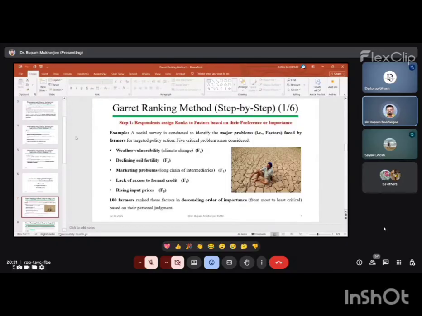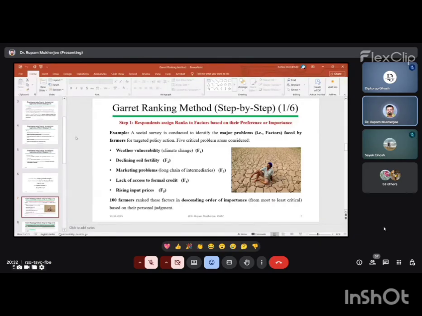So the first step is what? You decide a problem. I'm giving one example, a purely hypothetical example. Suppose a social survey is conducted in a particular locality to identify the major problems. Here the problems are my factors, faced by the farmers, for targeted policy action. The government wants to take some policy intervention to correct the adverse situation of the farmers, and for that they have identified the major 5 problems that the farmers in that locality are facing. But all the problems cannot be solved at once due to budget constraint, resource constraint, time constraint, mainly budget constraint. So they want to prioritize which factor should be solved first and then upwards.